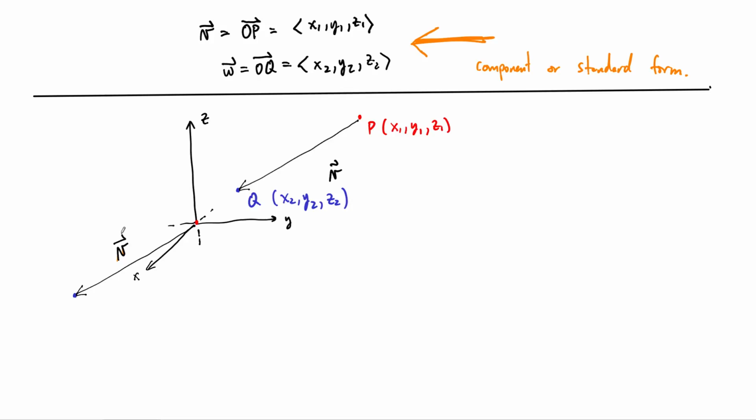So this vector V is now over here. It's got a new terminal point though, right? This point here is now Q. And it's got a new initial point. The new initial point is O, it's the origin, right?